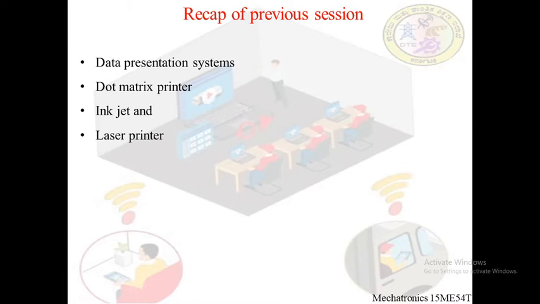In our previous session, we had studied in detail about the data presentation systems. We have completed the various elements of data presentation systems like analog digital meters, CRT monitors, cathode ray oscilloscopes, visual display units, different types of displays, LED and LCD displays, and we moved on our discussion to printers.